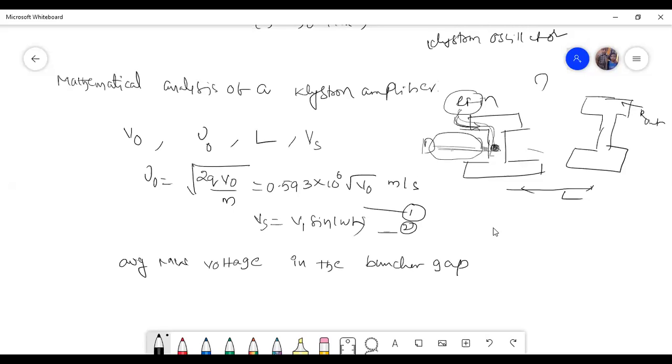In the buncher gap, how can you find the average value of a function? Suppose the limits are t1, t2, and the signal is x of t. How can you find the average? It is 1 by t2 minus t1, integral t1 to t2 of x of t dt.